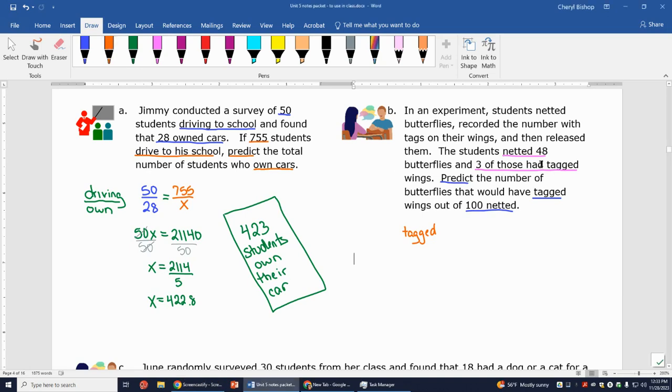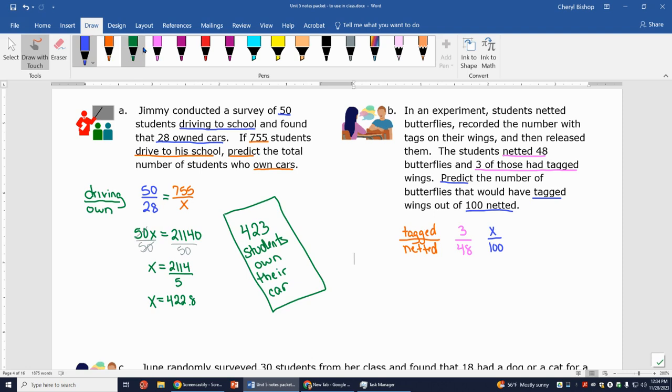Okay, so we have tagged wings and netted butterflies. Butterflies that we have caught in a net. So I'm going to do tagged over netted as my two things. I can see I netted 48. I'm going to put that on the bottom because that's where netted is. 3 of those were tagged. Then I'm going to predict how many are tagged. So that's going to be my X out of if I net 100.